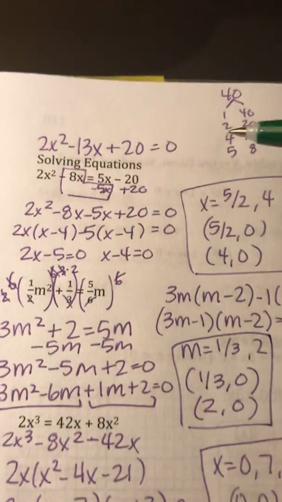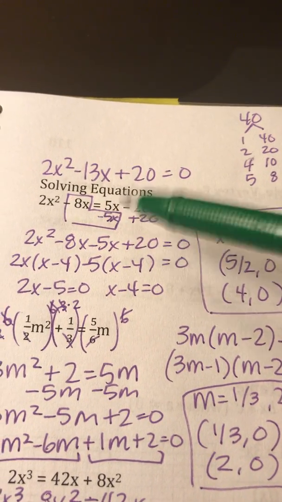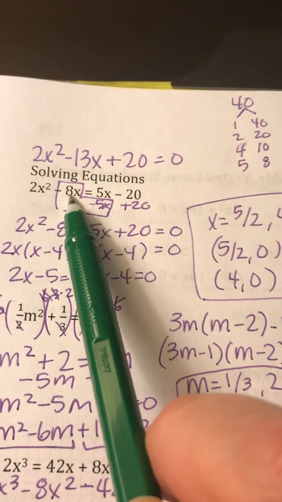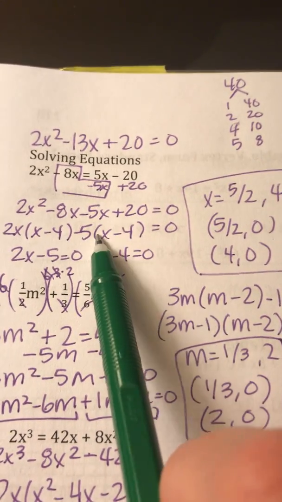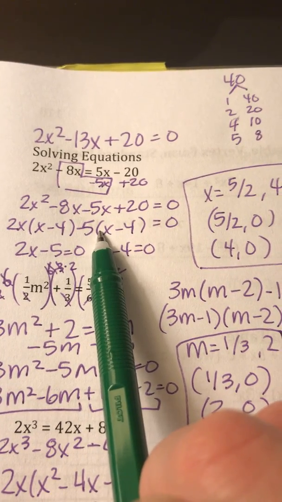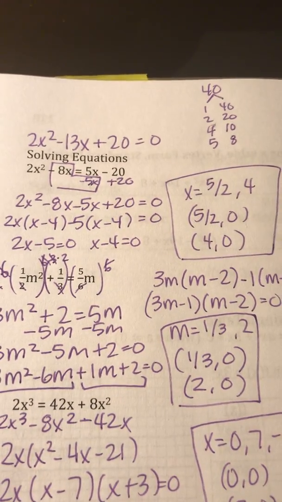Over here we had a bit of work to do. These ones we had to get everything on one side first, and when we did that, you could see that we had these like terms that we needed to combine before we solved it. Then use the AC method in order to find those solutions.